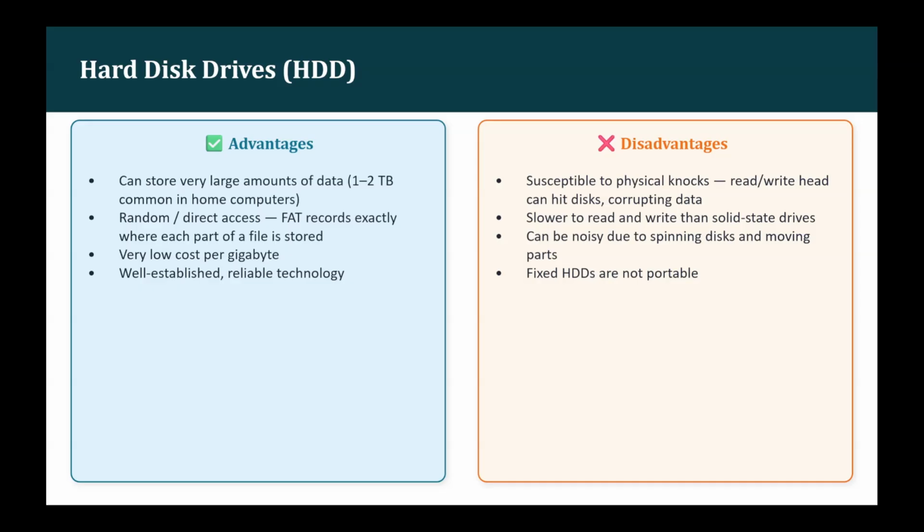Talking about hard disk drives, the advantages are that they can store a very large amount of data, and they record exactly where each part of the file is stored. Very low cost per gigabyte compared to other methods, and a well established, reliable technology. A disadvantage is that if the disk or the read and write head is physically damaged, they can corrupt data. Slower to read and write than solid state drives, which we are going to see later in this chapter.